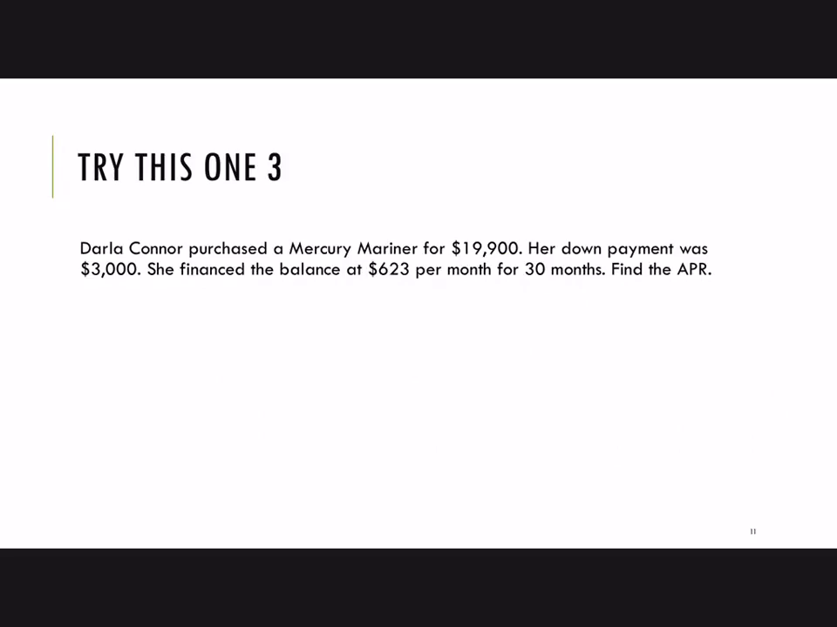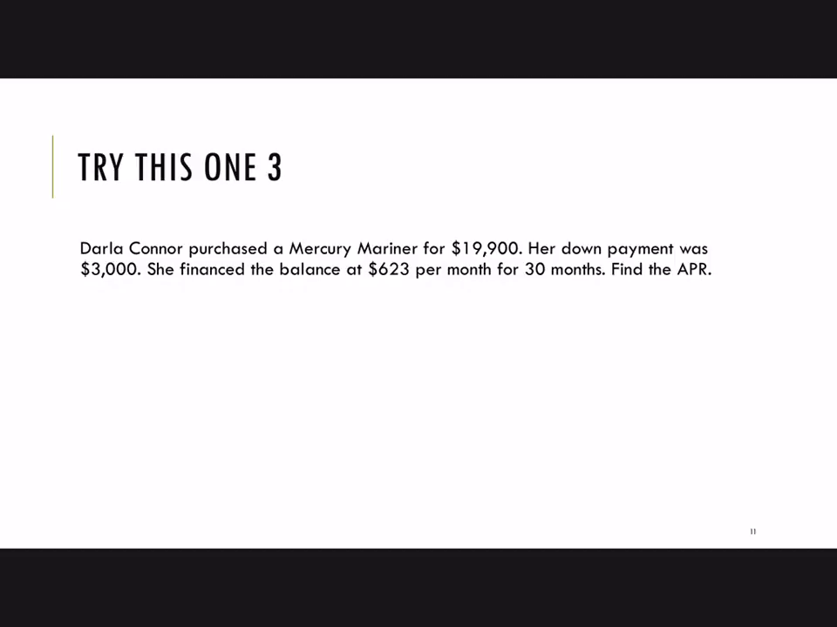All right, so let's try this again. Darla Connor purchased a Mercury Mariner for $19,900. Her down payment was $3,000. She financed the balance at $623 per month for 30 months. Find the APR. So first let's find the finance charge.